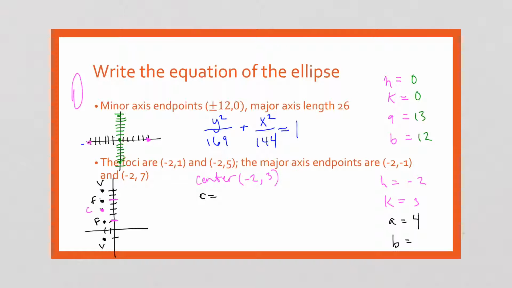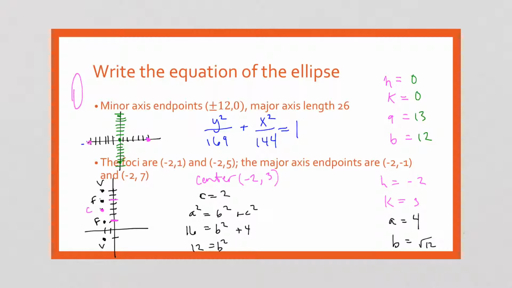So C equals 2. So my relation is A squared equals B squared plus C squared. Well, 4 squared is 16 equals B squared plus 4. Take away 4. B squared is 12, which means B is the square root of 12. But for our purposes, I actually need the B squared.